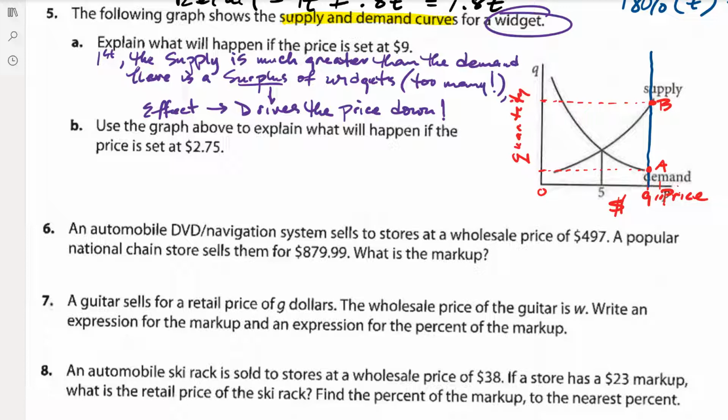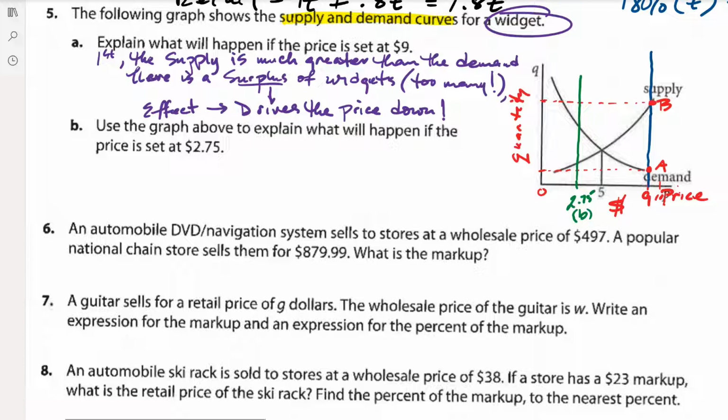Now it says use the graph to explain what will happen if the price is set at 275. So let's graph that here. So 275, so if this is $5 on the horizontal, half of that is 250, a little bit more than half. So let's say this is 275. Okay, this is part B. So draw a vertical line and see where it intersects the graph.